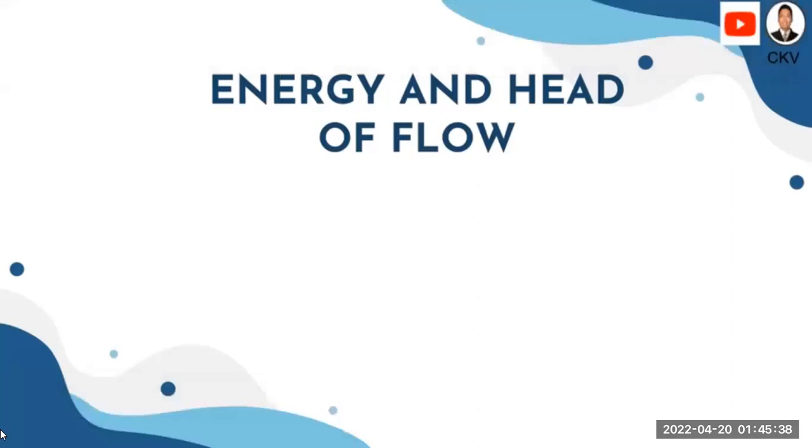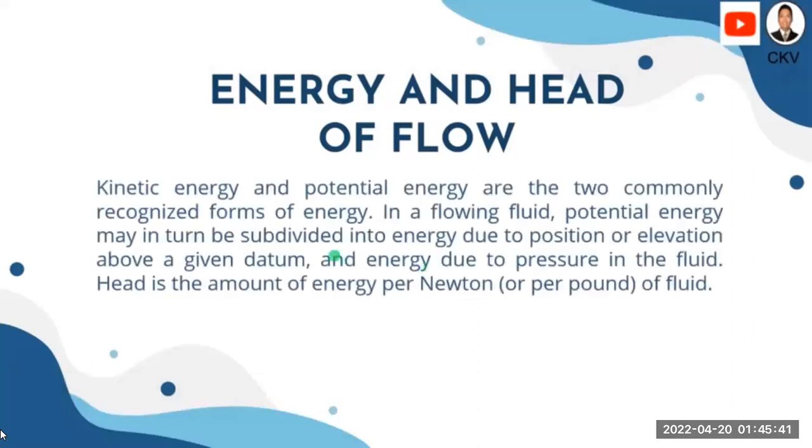For energy and head of flow, usually kinetic energy and potential energy are the two commonly recognized forms of energy. But in flowing fluid, we have kinetic energy, potential energy, the pressure of the fluid, and other forms of energy that could be present in a flowing liquid. So usually we express the energy in terms of head. The head is the amount of energy per Newton or per pound of a fluid.